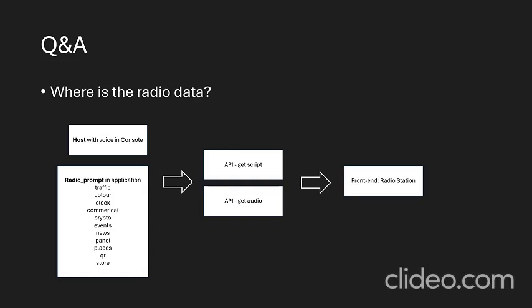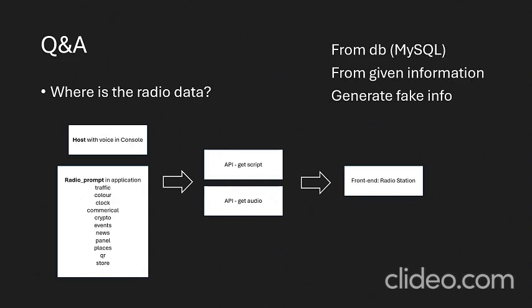The system pulls data from various BrickMMO modules, sourcing it mostly from a MySQL database, providing information like commercial sponsors, or by generating fake data when needed, for example, crypto. And with this foundational data, it uses the OpenAI API to create intelligent scripts.